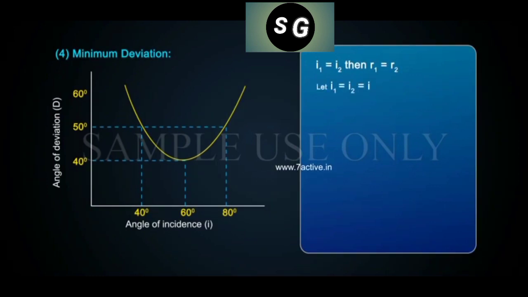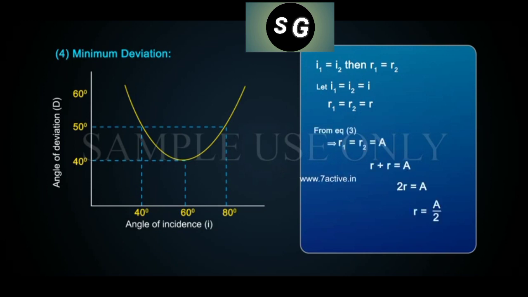Let us suppose I1 equals I2 equals I and R1 equals R2 equals R. From equation 3, R1 plus R2 equals A, then we get R equals A by 2.